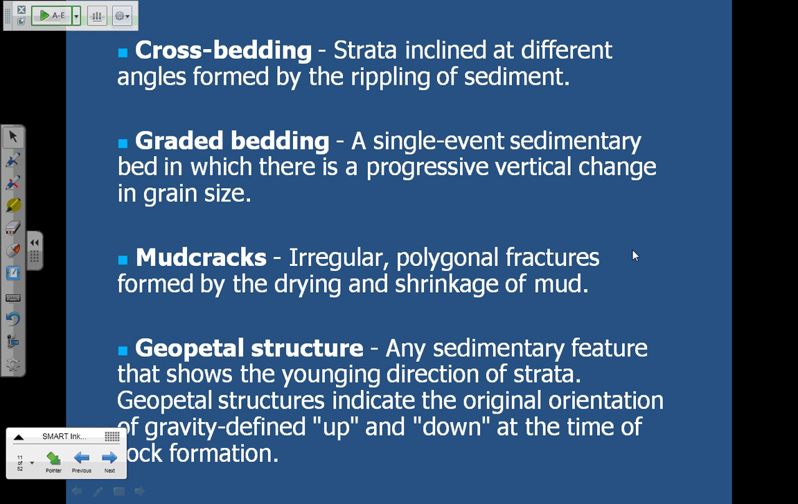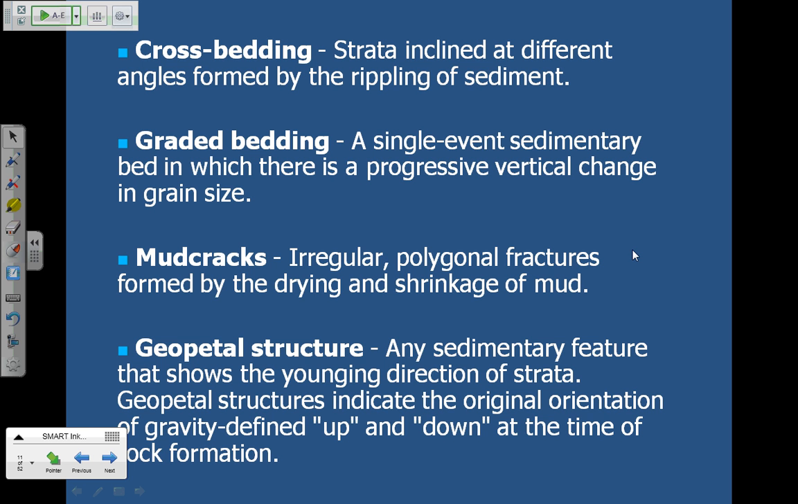All right. Now, that is actually a really good example of what we call a geopetal structure, which allows us to tell the younging direction of strata. What does that mean? Well, remember our relative dating? We had a law called superposition, where the oldest is on the bottom, youngest is on the top.